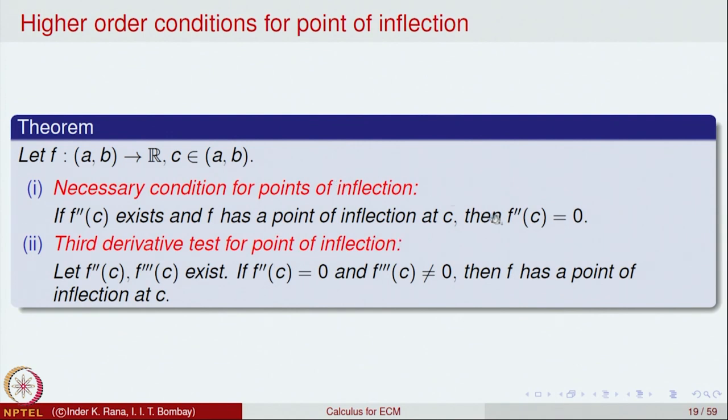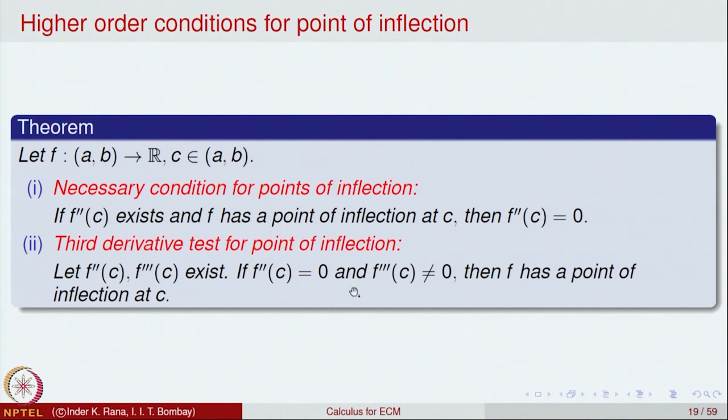So, this is a necessary condition. You have located the points, and supposing you are able to find the third derivative, let the second derivative and the third derivative both exist. The second derivative is equal to 0, so that is a necessary condition for a point of inflection, and that has to be satisfied.